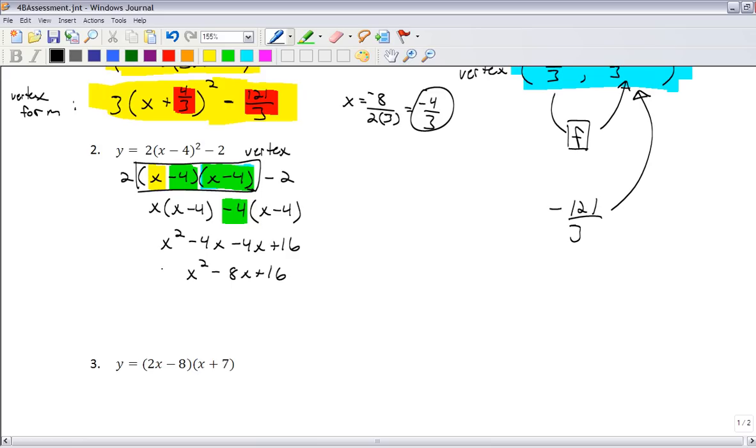So you've got the 2 on the outside and a minus 2 here. So 2x squared minus 16x plus 32 minus 2. That's 2x squared minus 16x plus 30. So now we've got it in standard form.